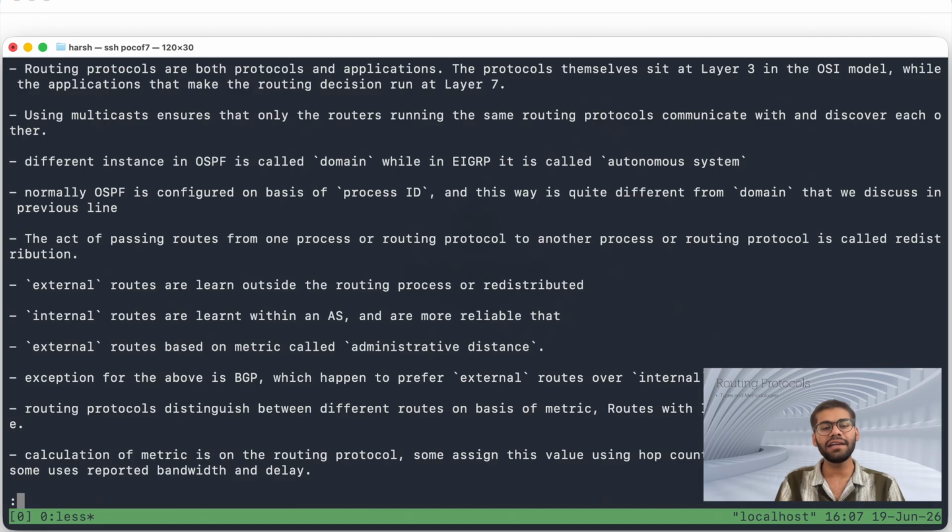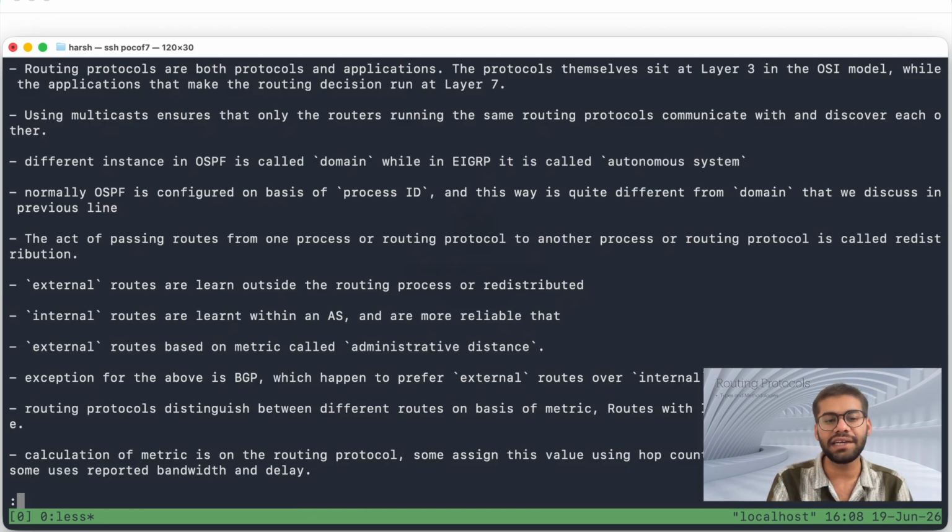Next, internal routes are learned within an autonomous system and are more reliable. We know that internal routes are the routes shared between EIGRP routers. Actually, not shared, because shared would not be the perfect word. For example, we input that this router has this route to the network, and this book recommends using a wildcard mask of 0.0.0.0 or a subnet mask of 255.255.255.255 to define a route, to avoid networking conflicts.